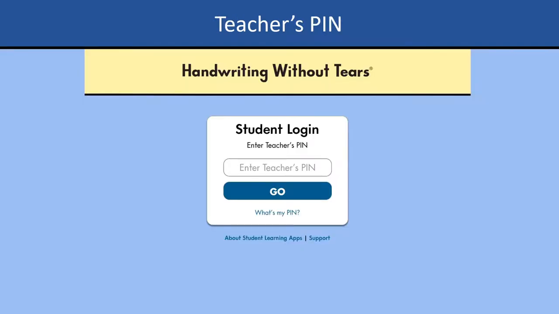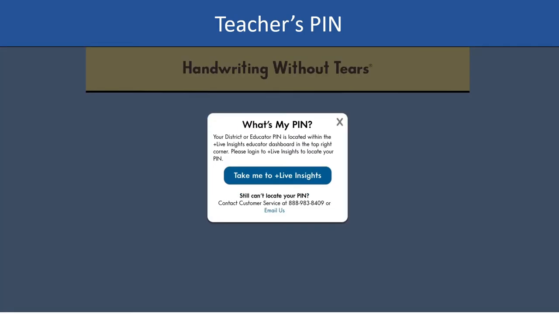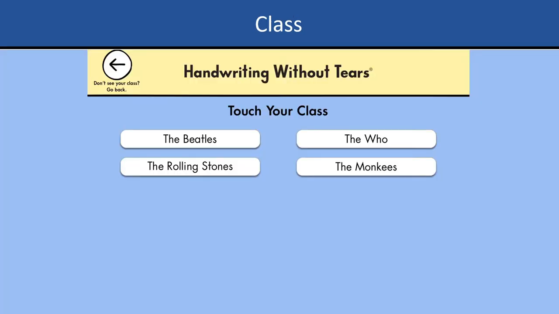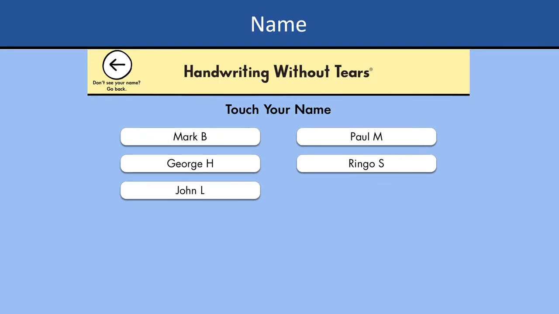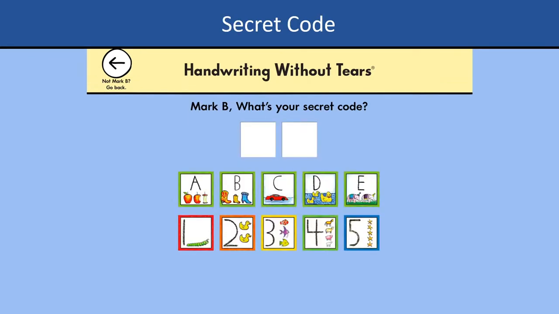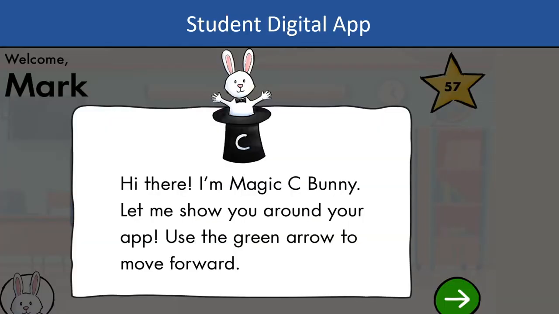First, students need to enter the teacher's PIN. After the initial login, students will not need to enter it again. If students are unsure of the PIN, the educator can find this PIN located in Plus Live Insights at the top left corner. Next, if you have more than one class, students will choose their class, and then they will choose their name. Finally, they will enter their secret code. Students will need their secret code each time they log in.